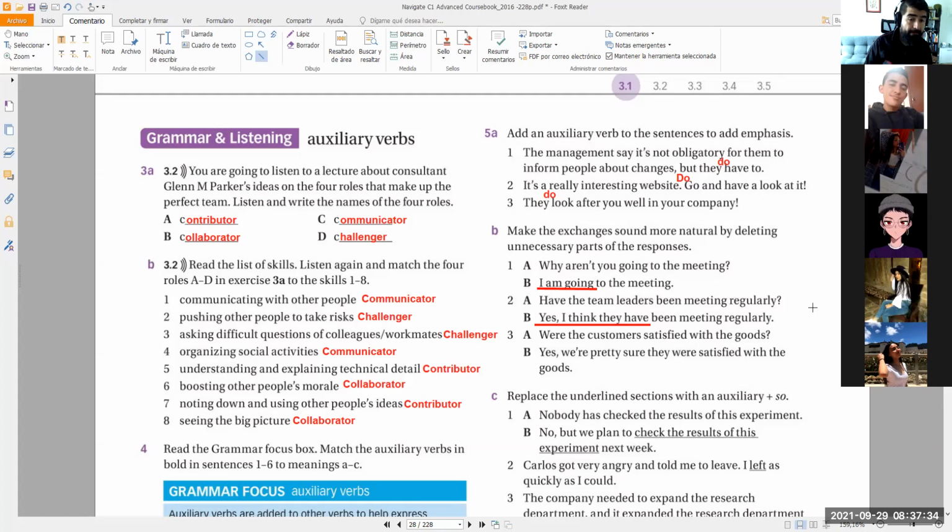Okay, in that we put number 3, an explanatory research department. Number 3. Sorry. Right here. Okay, sure, they were dissatisfied with the goods.